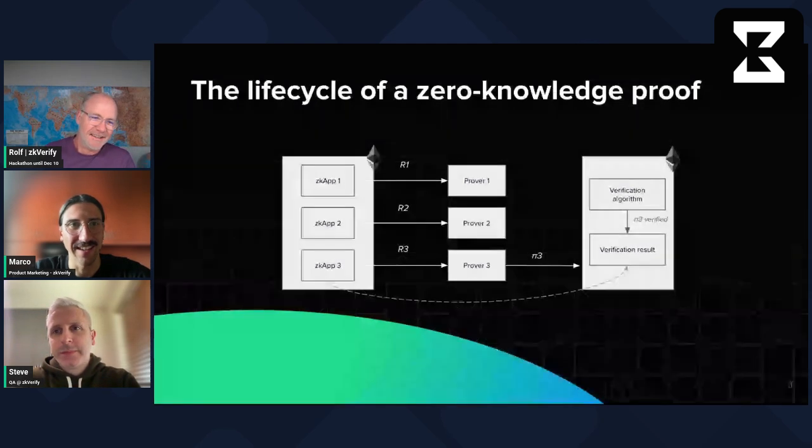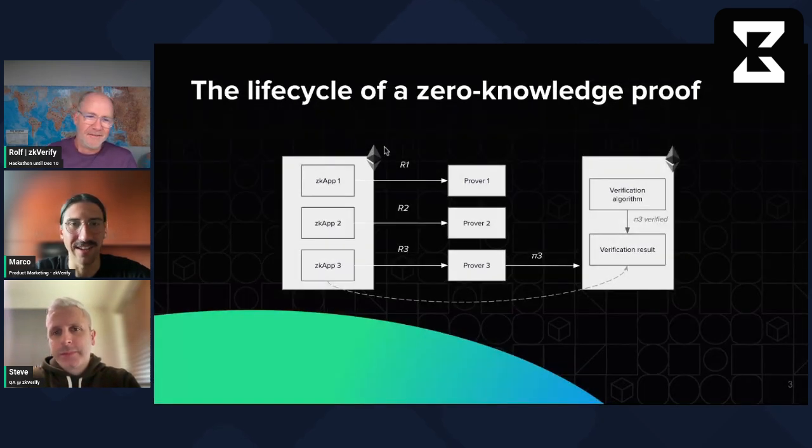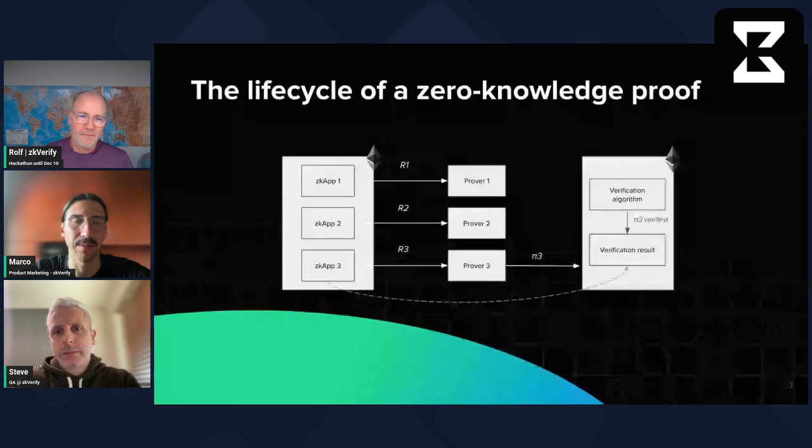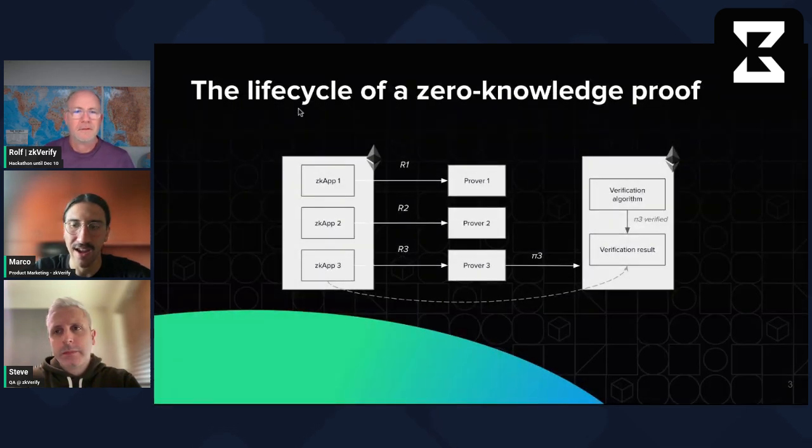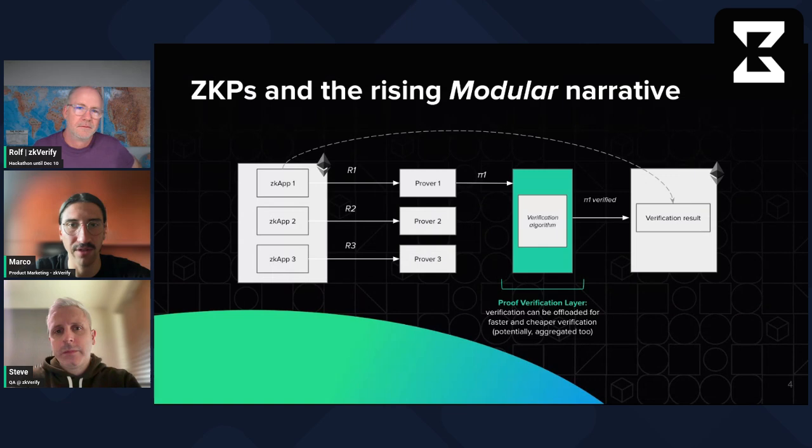Yeah, exactly. And related to what you just said, Rolf, we also realized that the modular narrative we have seen picking up in the last couple of years can be applied to basically every part of the blockchain stack, and also to zk proof verification. And a modular life cycle of a zero knowledge proof will look as follows.